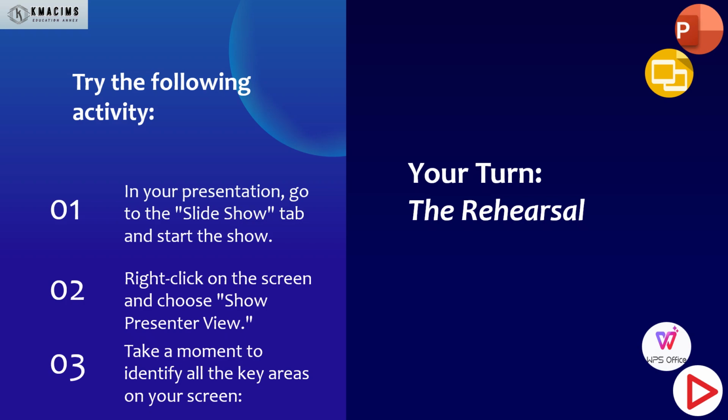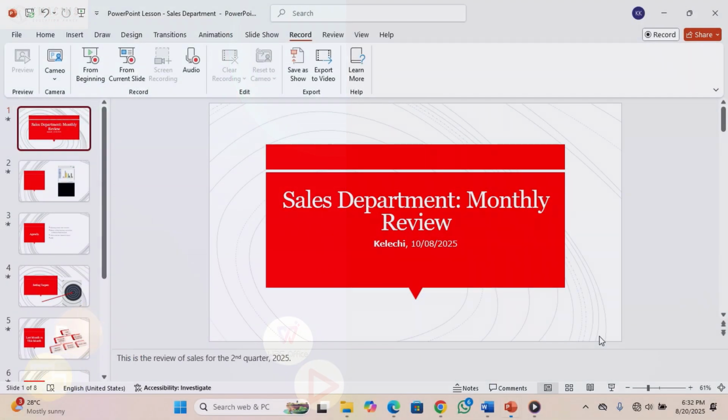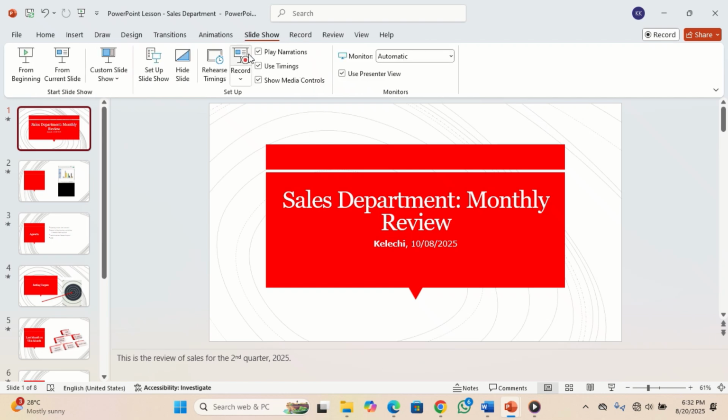Let's do a dry run. You don't need a second screen for this practice. 1. Open your presentation. 2. Go to the Slideshow tab and start the show. 3. Now right-click on the screen and from the menu, choose Show Presenter View.